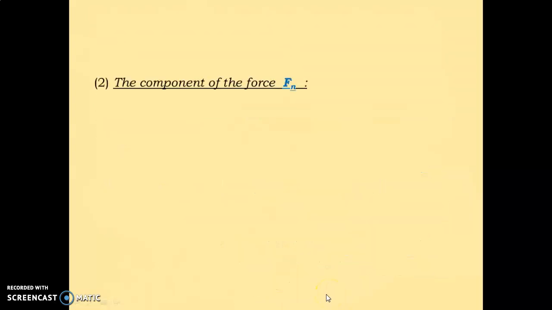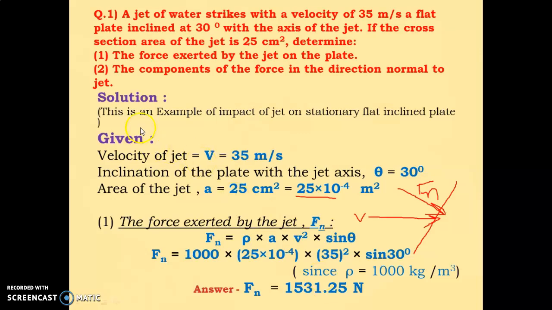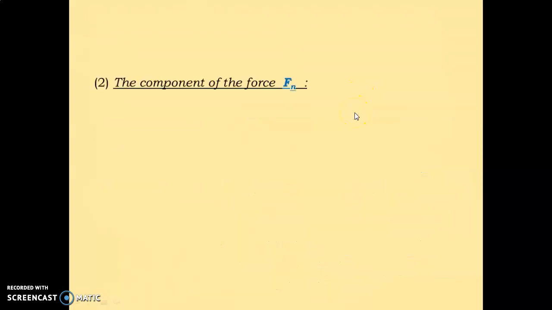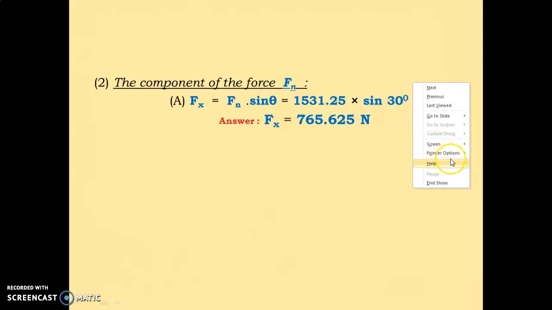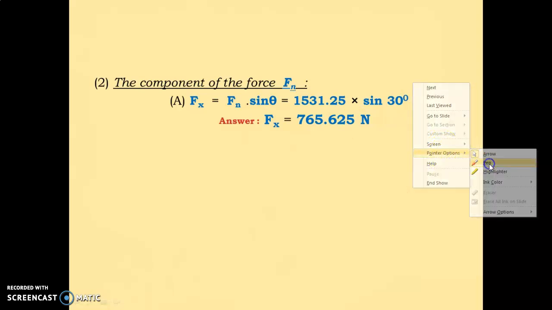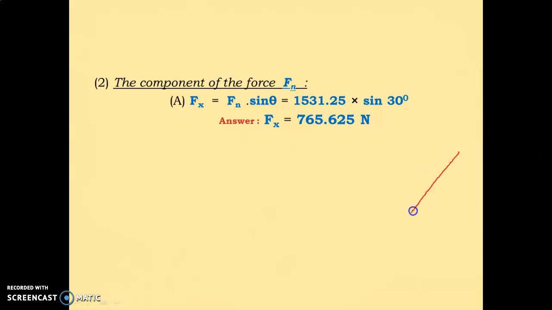Now in the next part we have to find out the components of the force in the direction normal to the jet. There are two components of the force Fn. For example, this is the plate, and this is the normal force acting. Now this force has two components.